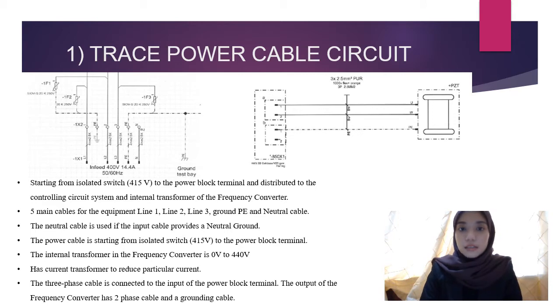Then it is distributed to the controlling circuit system and the transformer in the frequency converter. The internal transformer in the frequency converter is 0 volt to 440 volt. It is a variable instrument. It also has a current transformer to reduce particular current. The 3-phase cable is connected to the input of the power block terminal. The output of the frequency converter has a 2-phase cable and a grounding cable.